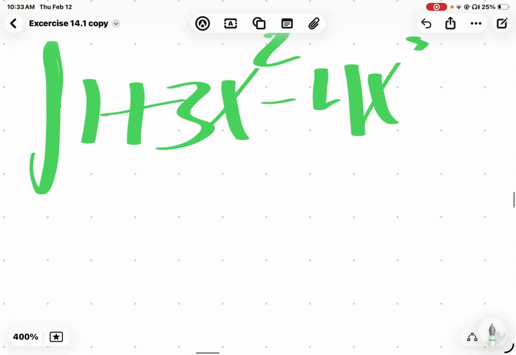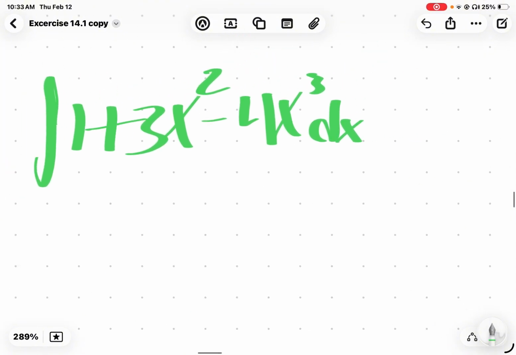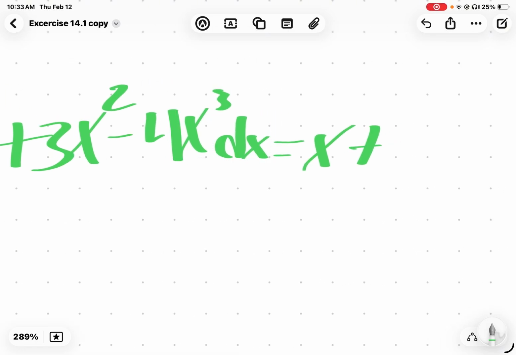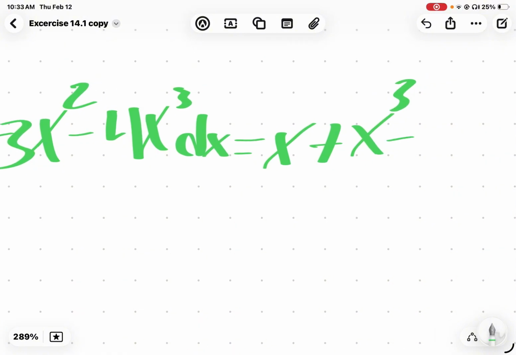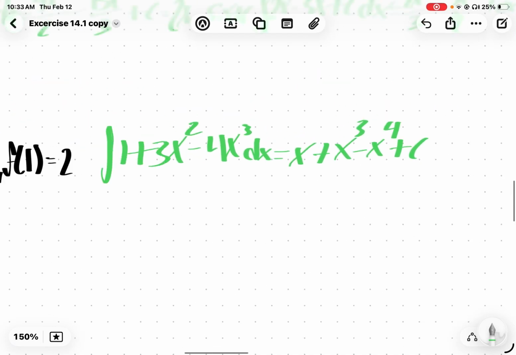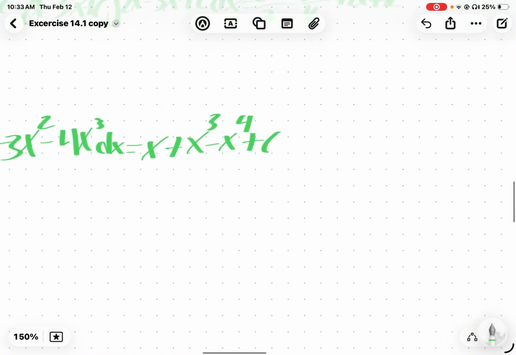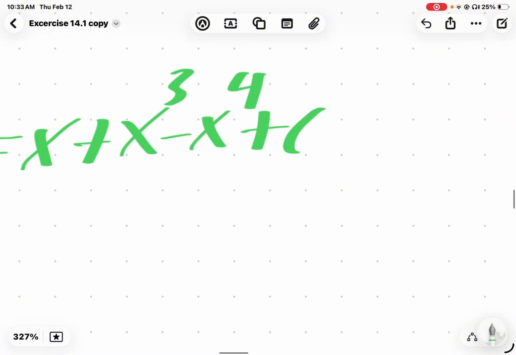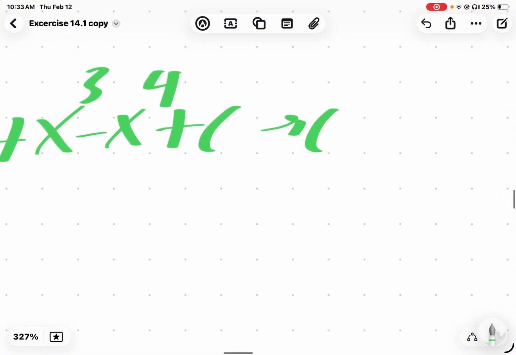dx. So using reverse power rule, that gives us x plus, and then 3x cubed over 3, which is just x cubed. And similarly with this, it's 4x to the 4th over 4, so it's just x to the 4th. We have to put plus c. And now we're given that f prime of 0 equals 2. So plugging 0 into all these x's would give us just plus c equals 2. So that tells us that c equals 2.